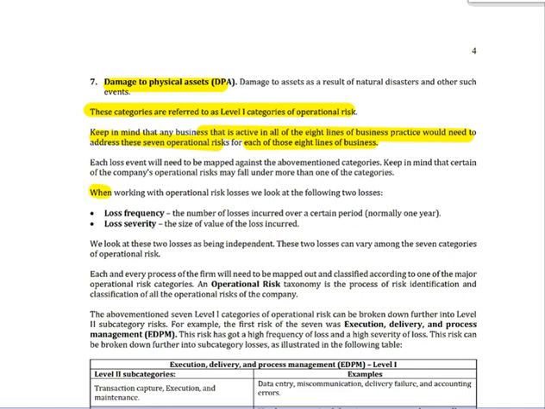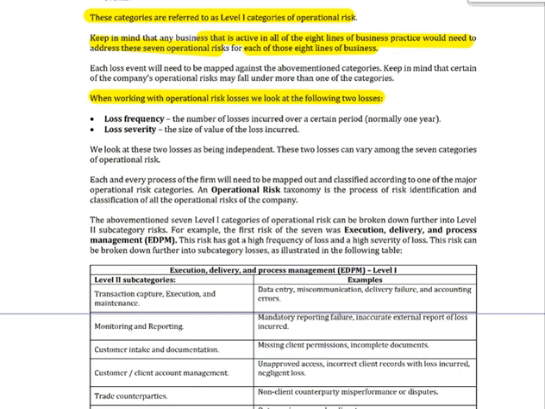Okay, when working with op risk losses, we look at the following 2 losses. Important, of course, loss frequency and loss severity. Loss frequency is how often that loss is likely to occur. Generally, we measure that within a 1-year period. And loss severity is the size of the loss. If there is going to be a loss, what's the value of that loss? And in most cases, we look at these 2 losses as independent. These 2 losses can vary among the different categories, the 7 categories of operational risk.